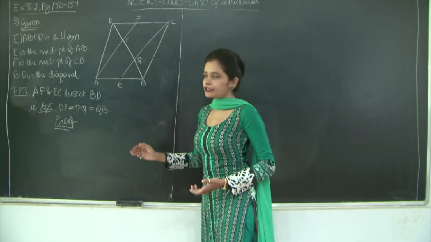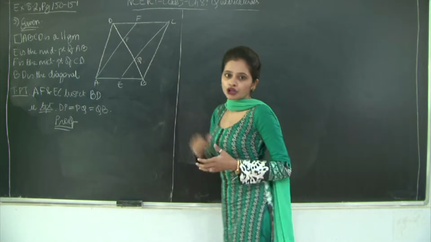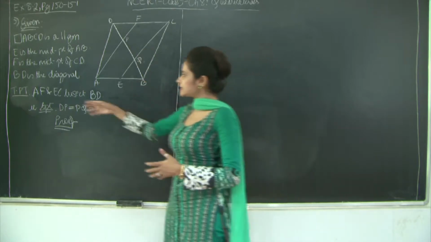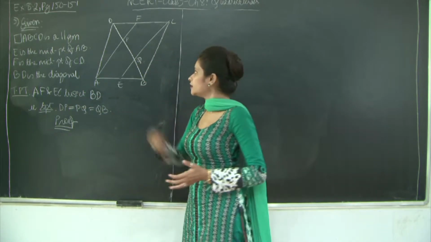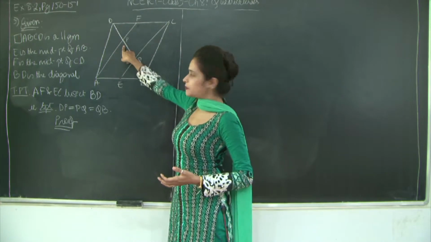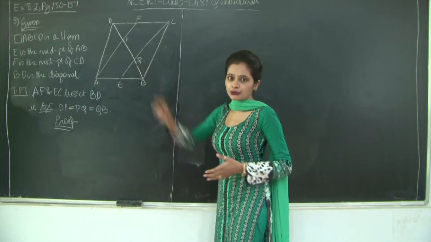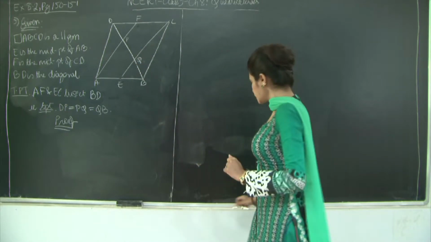So, what do we really need to prove? That DP is equal to PQ is equal to QB. Once you prove this, you can easily say that AF and EC are trisecting BD, because if you see, AF is cutting DB at point P and EC is cutting BD at point Q. So, how would we go about this proof?